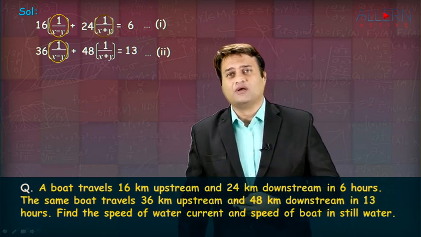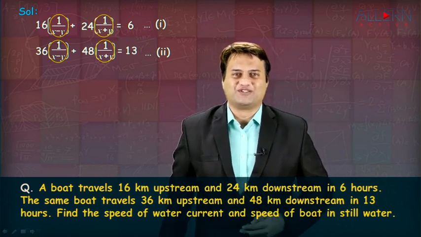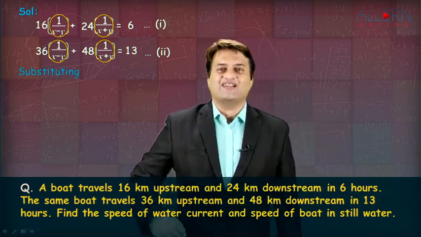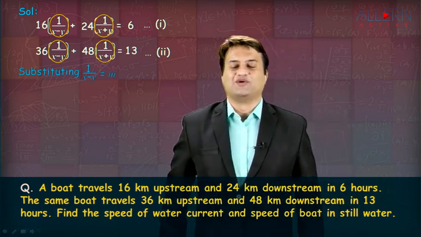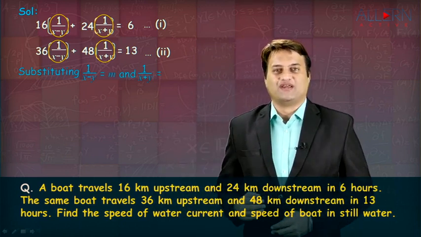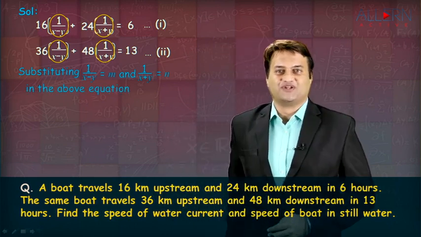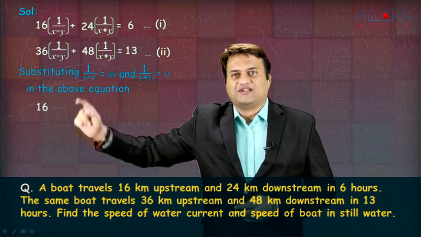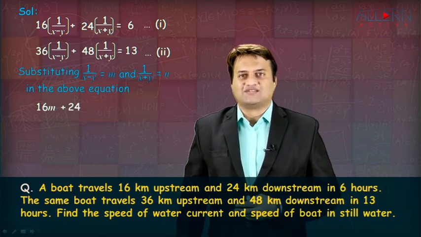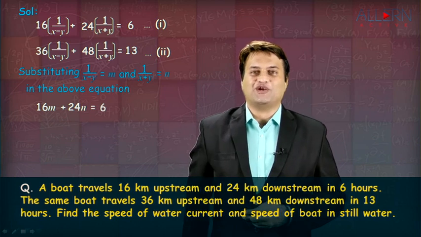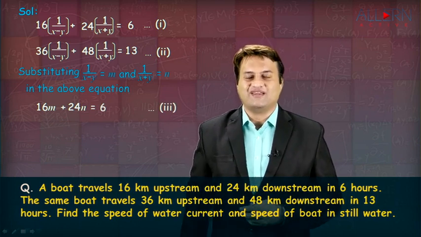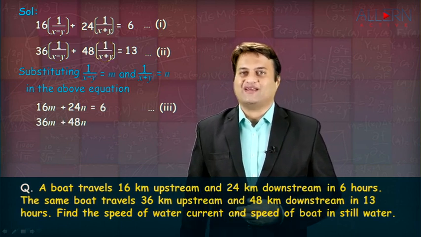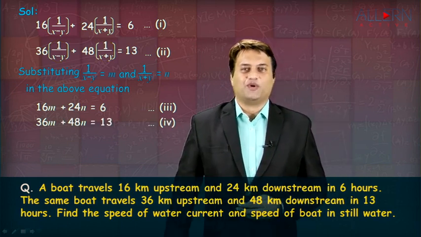Now, what is common? 1 upon x minus y and 1 upon x plus y. Because they are common, let us substitute 1 upon x minus y is equal to m and 1 upon x plus y is equal to n. Let's do the substitution in equation 1 and 2. In the first equation, when we substitute, we get 16m plus 24n is equal to 6. Let this be equation 3. The next equation will be 36m plus 48n is equal to 13. Let this be equation number 4.